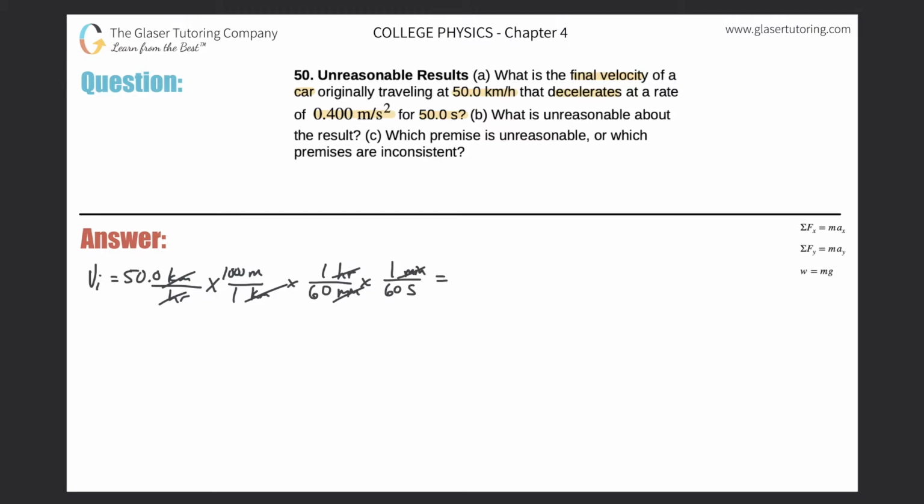And lo and behold, 50 times 1,000 divided by 3,600. So we get 13.9 meters per second. Okay, that's the initial velocity.